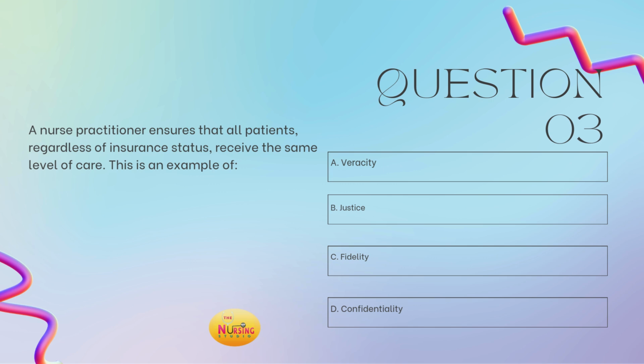All right, so stem of the question is, this is an example of, so we have a nurse practitioner who ensures that all patients, regardless of insurance status, receive the same level of care. And the best answer here is B, justice. Justice is fair, fairness, treated equally. And if you struggled with this, go through your terms. Veracity means truthfulness, right? Truth, right? B, justice, fairness. Fidelity is like loyalty, faithfulness. And then confidentiality, keeping things confidential, private.